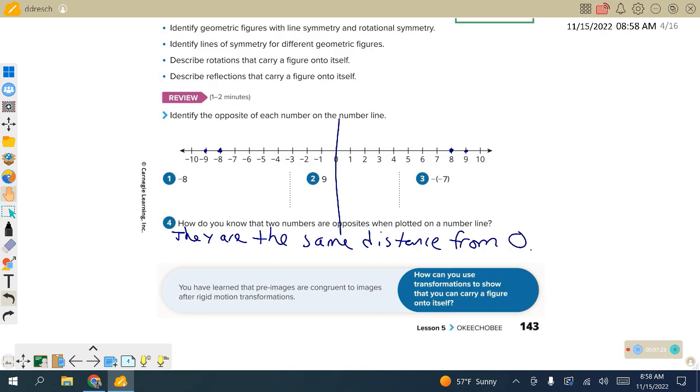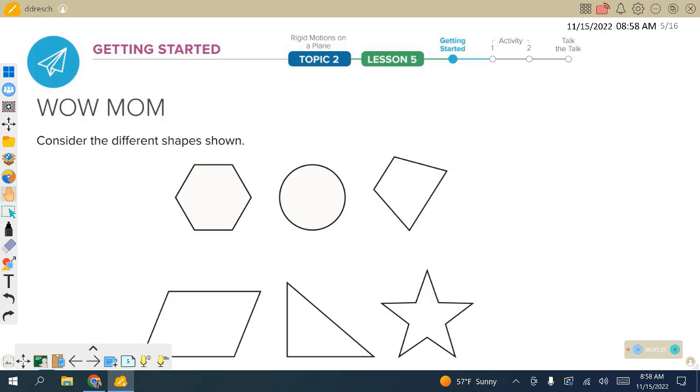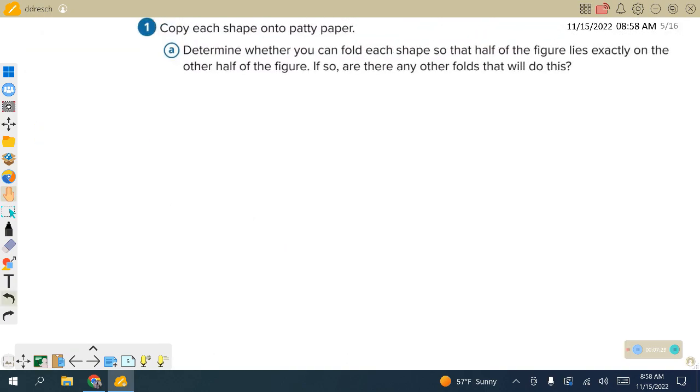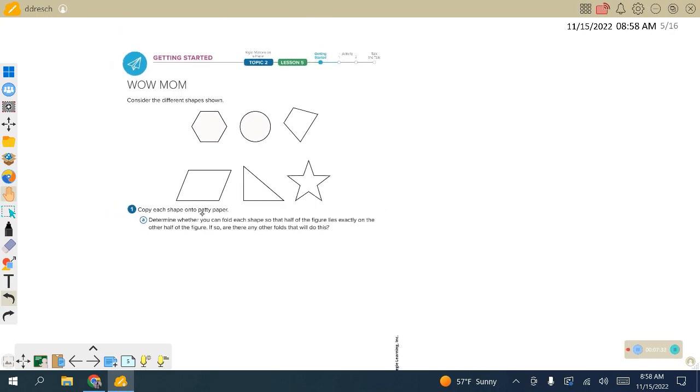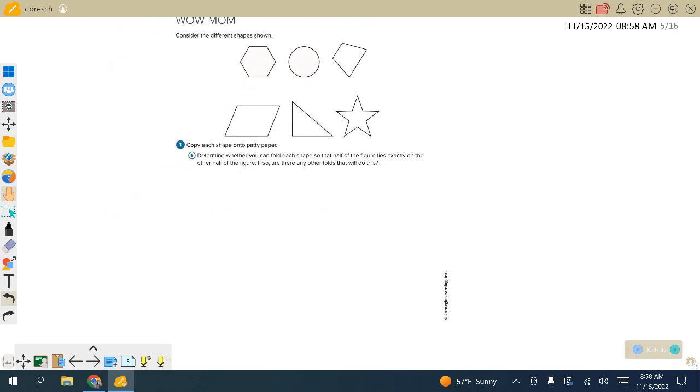But I think the first thing is we're going to do some work with pad and paper. All right, so let's go ahead and flip to the next page. What I want us to do is go through. We've got 6 shapes up there. The first thing I would like you to do is determine where you can take each shape so that you can fold it and half the figure lies exactly on the other half, okay?